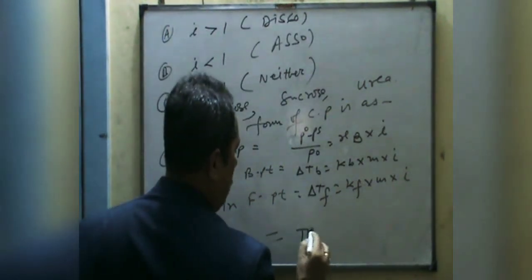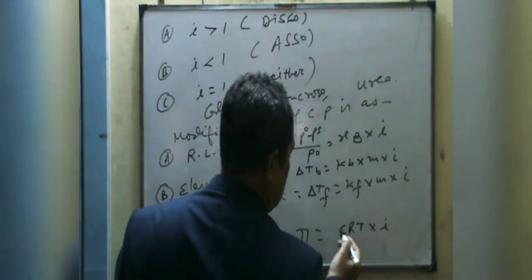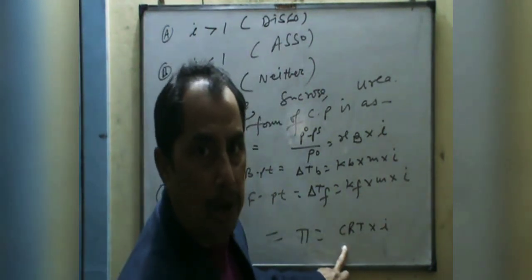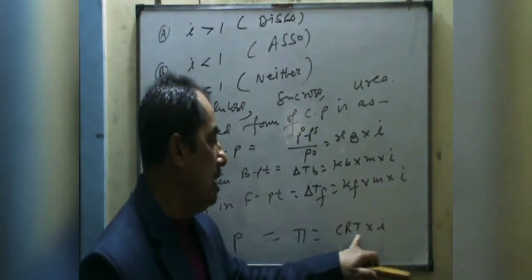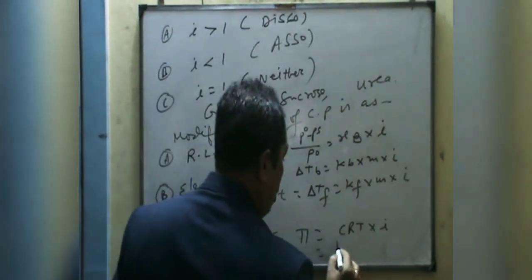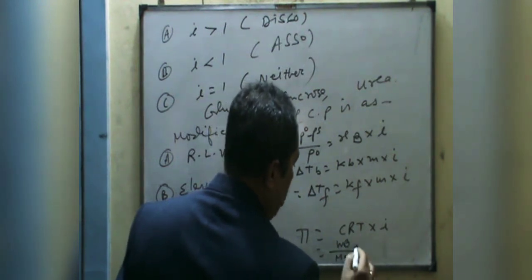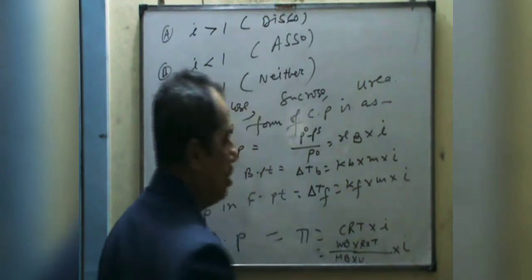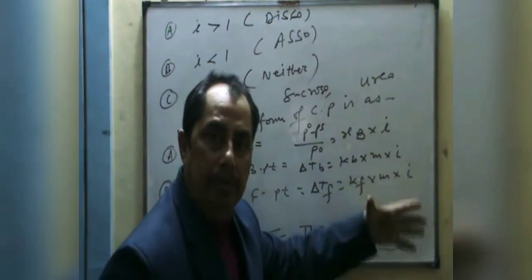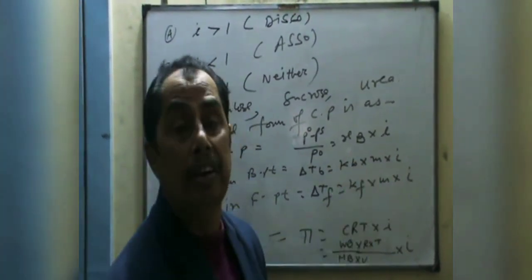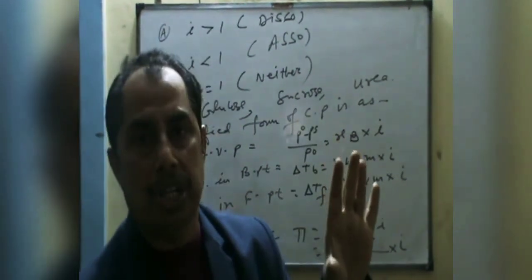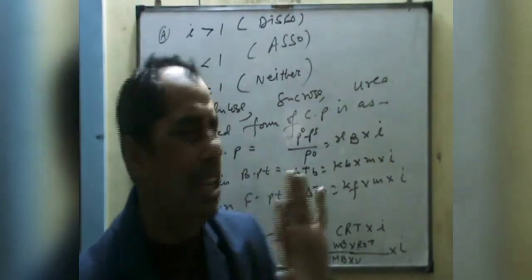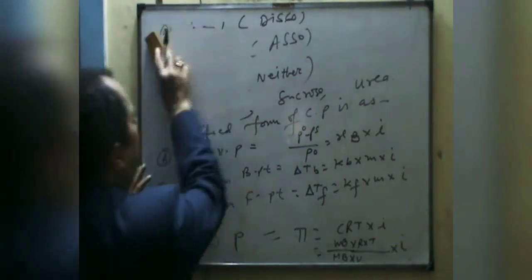And what is the osmotic pressure? Pi is equal to CRT into i. What is C? Concentration, the number of moles per unit volume, and number of moles is mass upon molar mass. So Wb upon Mb into volume, multiplied by R into T into i. What is i? i is the Van't Hoff factor, which is very much linked with dissociation and association. Only a few selected molecules like urea, glucose, fructose, lactose neither undergo dissociation nor association.